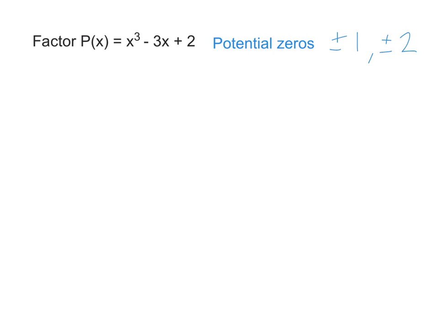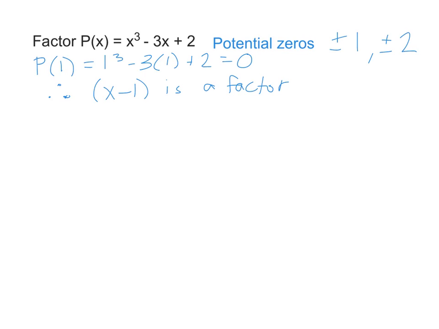So then we test those to see which one actually is a 0. If I do 1, it's going to be 1 cubed minus 3 times 1 plus 2, which is equal to 0. Yay, 0. We found it right away. So the 0 is 1, which means the factor is x minus 1. So we can say, therefore, x minus 1 is a factor.